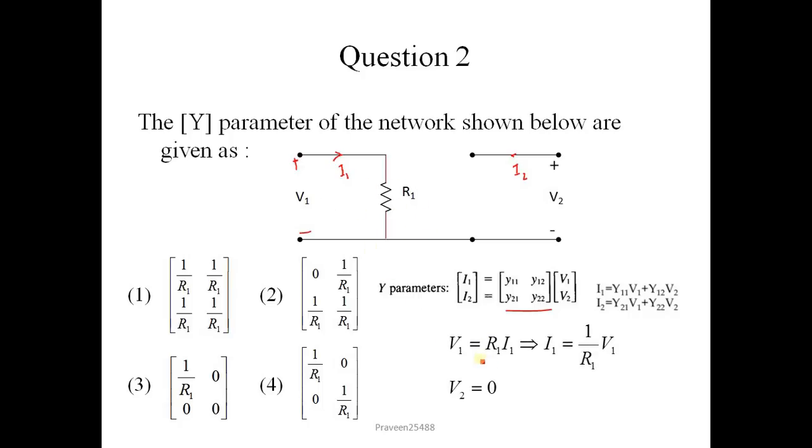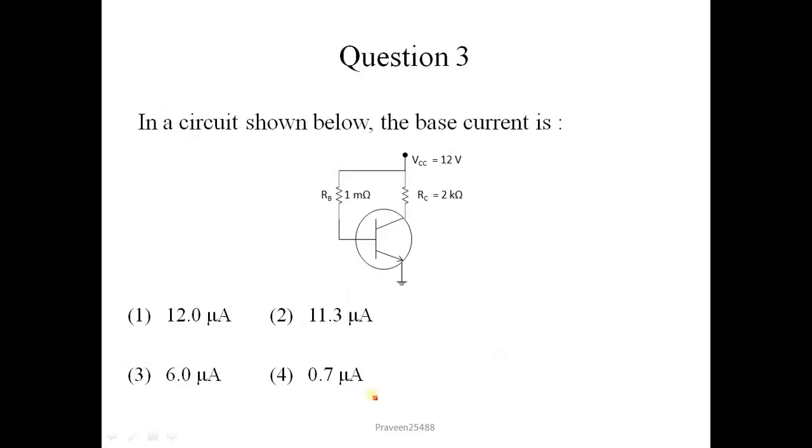We write V1 is equal to R1 I1, and from here we will get I1 is equal to 1 upon R1 V1, and from this side I2 is equal to 0, so V2 is also 0. So on comparing this equation with this, we will get the matrix this one. So third one is the correct answer. Now next question is question number 3.